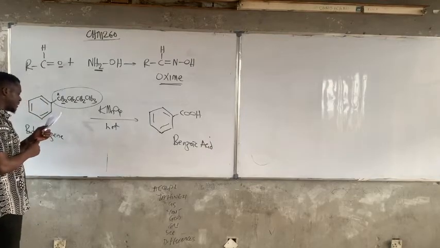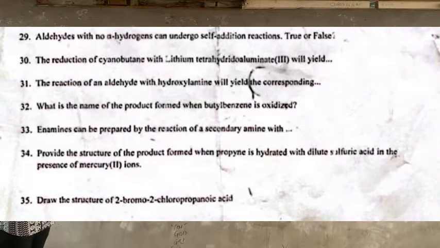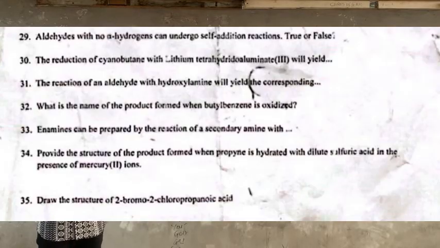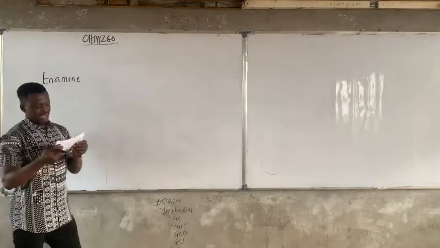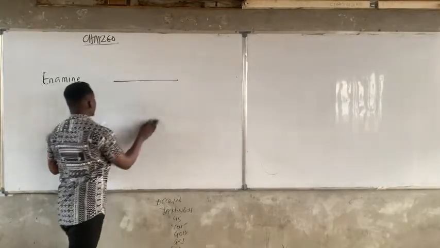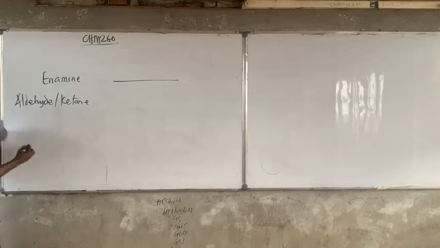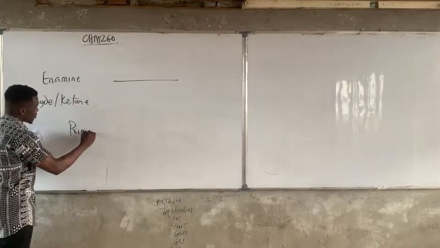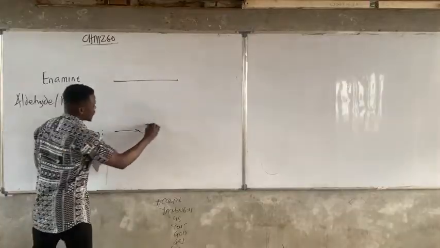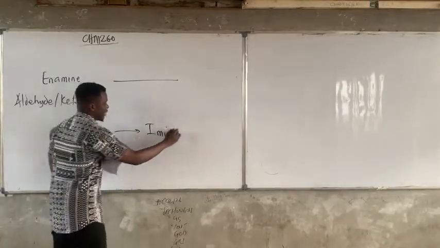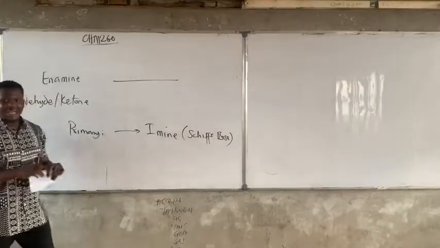Now, let's look at question number 33. Okay, so let's start question number 34. Now, question number 33 says enamines can be prepared by reaction of the secondary amines with that, and the answer here is aldehydes and ketones. When aldehydes and ketones react with primary amines, or amines that have two hydrogens, what we form here is imine. Sometimes an imine is called a Schiff base.